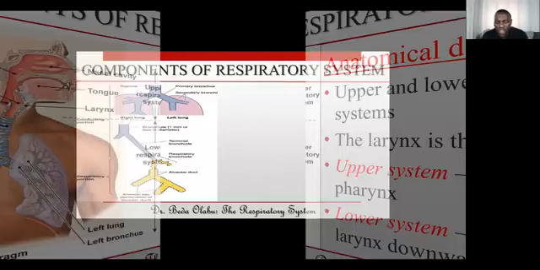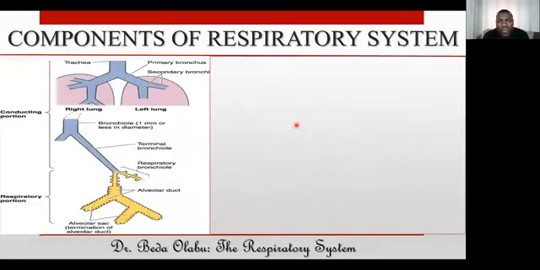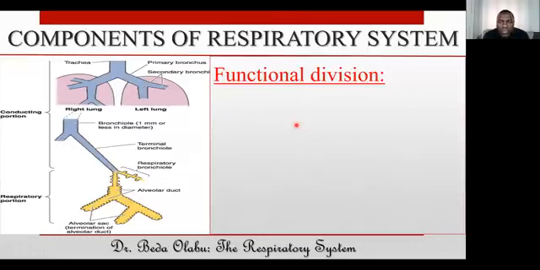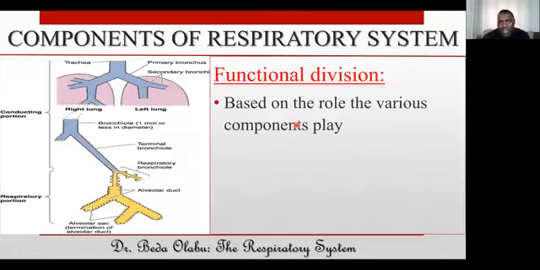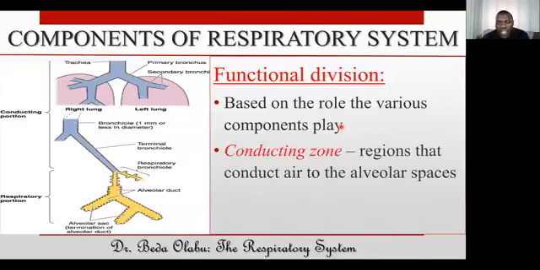Now, that was the anatomical division. How about the functional division of the respiratory system? Functionally, we divide the components of the respiratory system based on what the various components do. There are those components which we consider as being the conducting zone. The conducting zone of the respiratory system refers to the regions that conduct air to the alveolar spaces. So the components that conduct air to the alveolar spaces belong to the conducting zone.